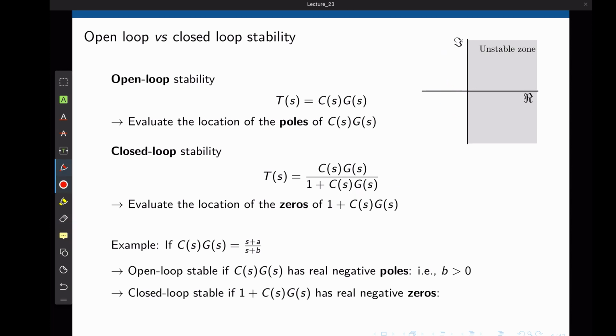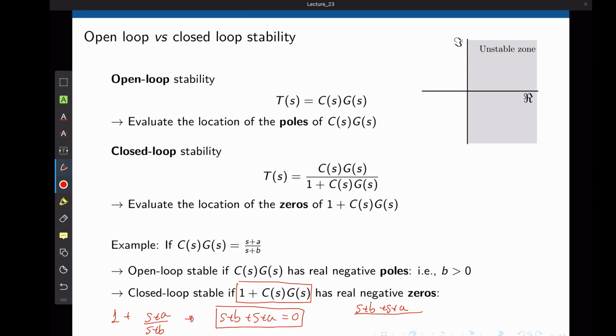For example, if our function is simply (s + a) divided by (s + b), we can say that the open-loop system is stable if C times G has negative real poles, that is, b must be greater than 0. For closed-loop stability, the zeros of 1 plus C times G must have negative real parts. In this case, you are left with 1 plus (s + a) over (s + b), and this is (s + b) plus (s + a). If the roots of this characteristic equation have negative real parts, then the system is said to be closed-loop stable.